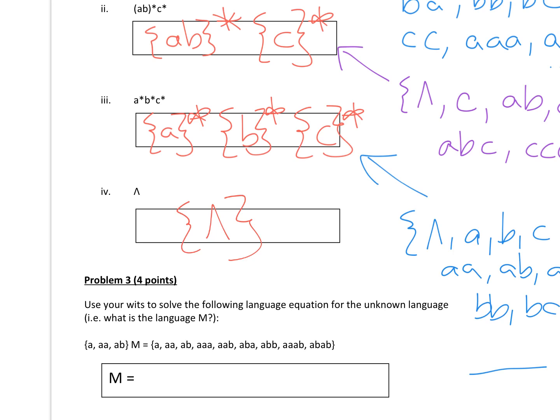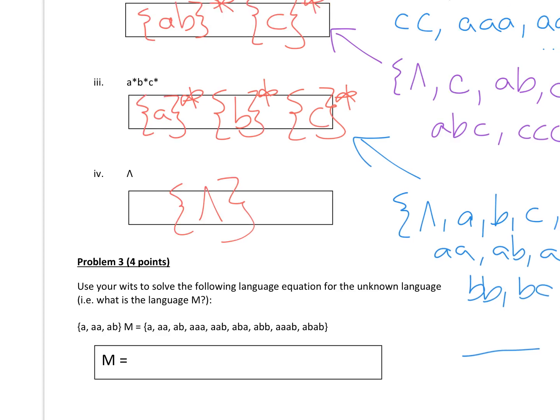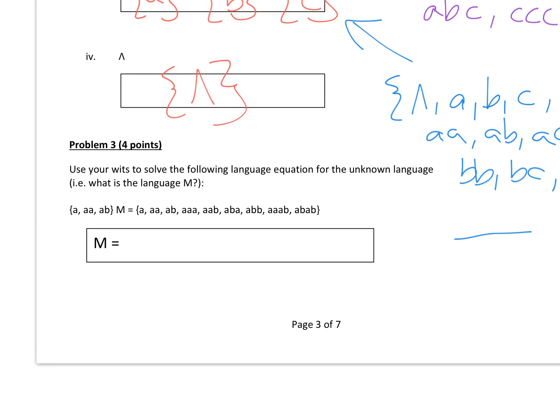And then problem 3 was one of these use your wits. Can you figure out if you multiply or concatenate this set with the set M, you get this set. So what is the set M? And if you mess around with it for a little while, what you find out is that M is the set lambda, A, B, and AB. And we can check our work, right?